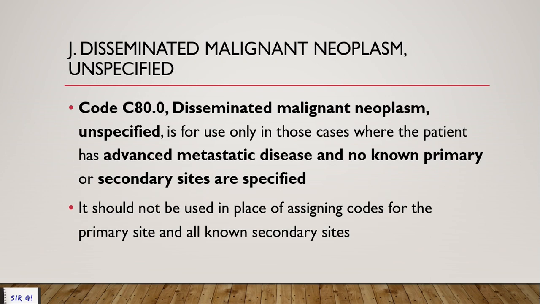Disseminated malignant neoplasm, unspecified. When we are talking about disseminated, just highlight C80.0. When we are talking about C80.0, we are not able to identify the primary or secondary sites. So this code is used only in those cases where the patient has advanced metastatic disease and no known primary or secondary sites are specified. So for example, there is your secondary malignancy, but we don't know what your primary is yet. So you may use your C80.0. Okay? It should not be used in place of assigning codes for the primary site and all known secondary sites.